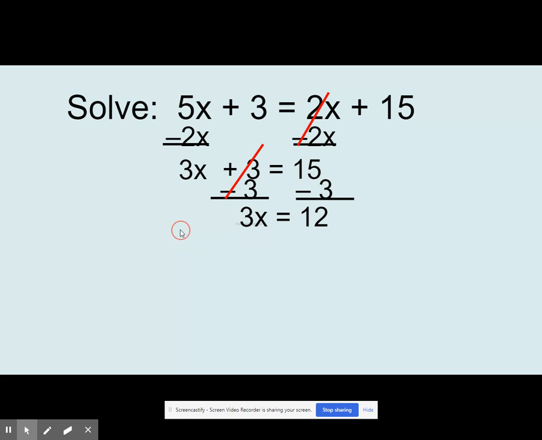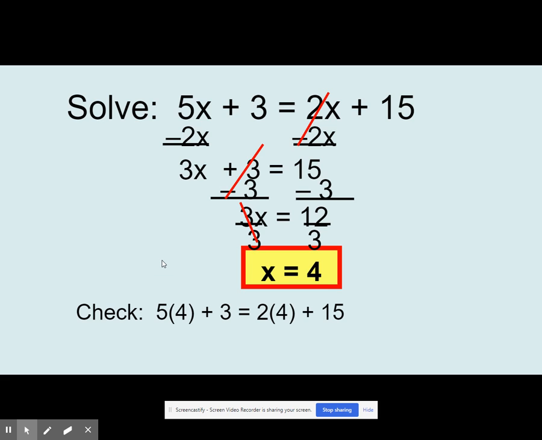Always divide by what's next to the x. So then 3 divided by 3 cancels out. 12 divided by 3 equals 4. So x equals 4. And then you can always put it back in and check to see if you get the right answer or not, see if it worked.